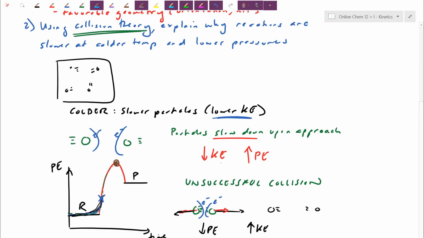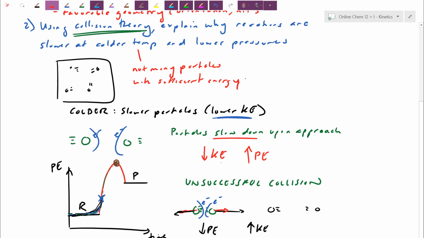There's not enough particles with enough energy. So there's your first answer. Why is it slower at a colder temperature? We have not many particles with sufficient energy. The particles were too sluggish, and therefore they're not really going to react very well.